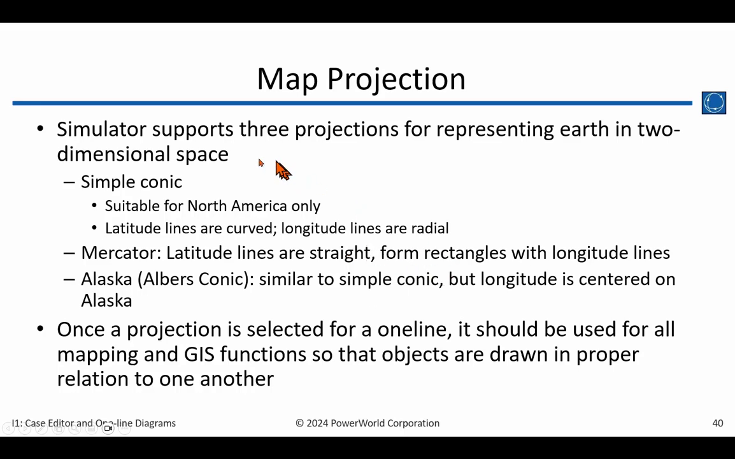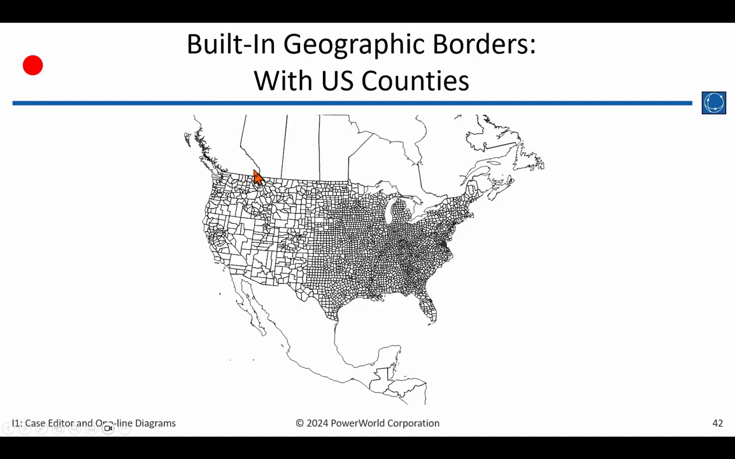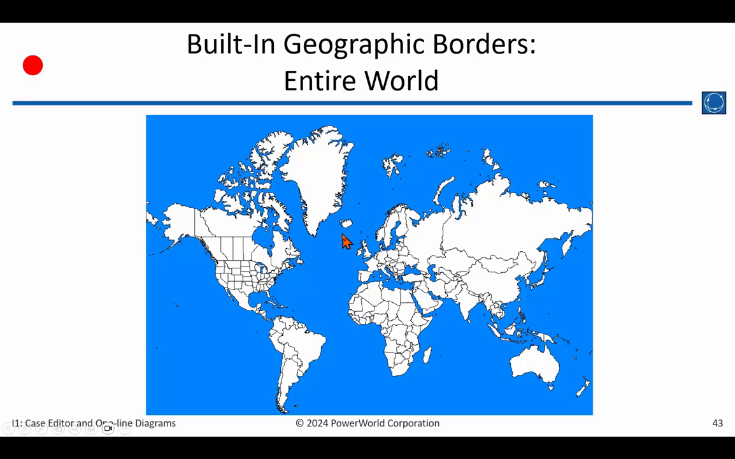This next slide describes some more details about those projections. And again, once it's chosen, it needs to be kept. And here's an example with the United States, Mexico, Central American countries, and Canada and its provinces shown using a conic projection. As we can see, the latitude lines are curved with a conic projection. And here's an example with some counties in the United States. And here's an example of an entire world projection using Mercator. So horizontal latitude lines.